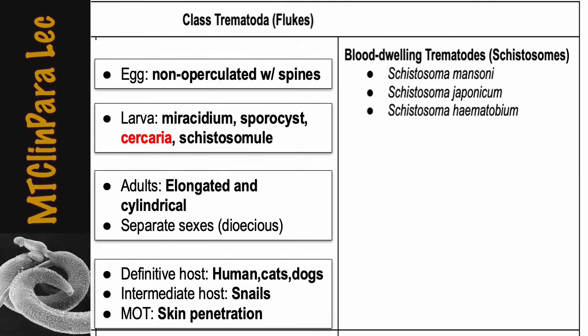Unlike your organ-dwelling trematodes, the mode of transmission of this parasite is skin penetration. Because of the presence of the infective stage cercaria, which is a larval stage, just like we have discussed a while back in our previous topics, most of the time when the infective stage is a larval stage, the mode of transmission is usually skin penetration.